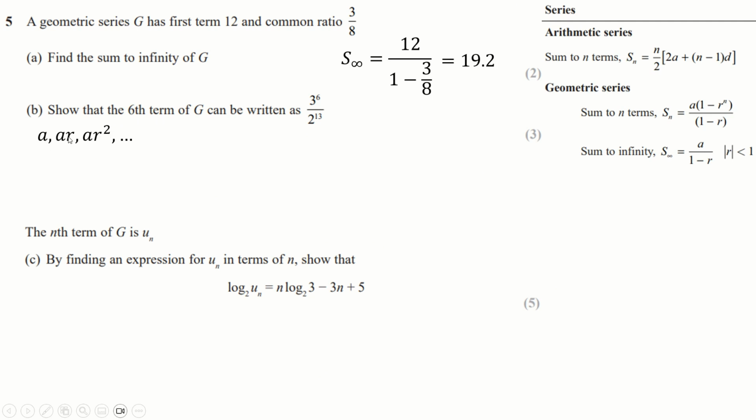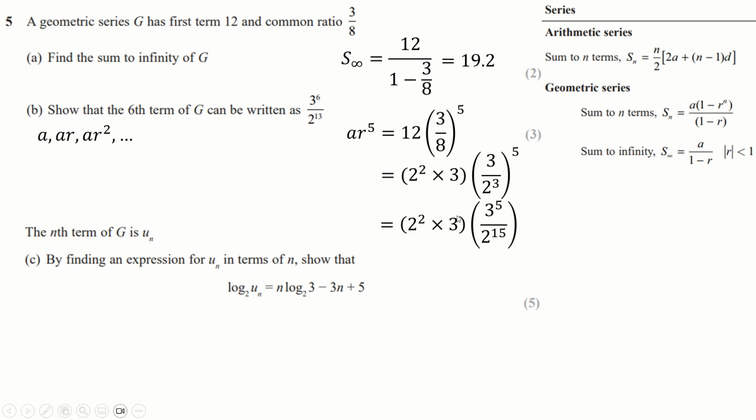So first term, second term has power 1, third term has power 2, sixth term is A to the power 5. A is 12 and R is 3/8. Now 12 is 2 squared times 3, doing a prime factorization. And of course 8 is 2 cubed, which means now we can do 3 to the 5 and 2 to the 15 on the bottom here.